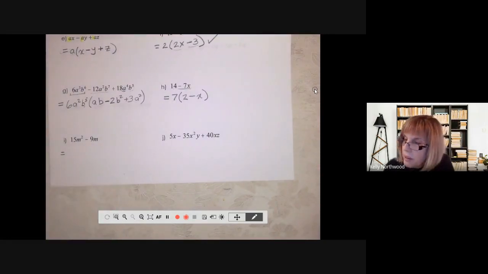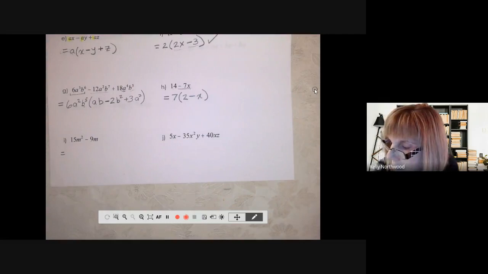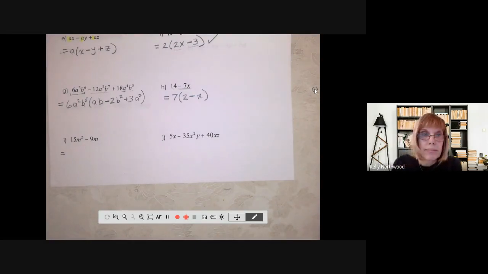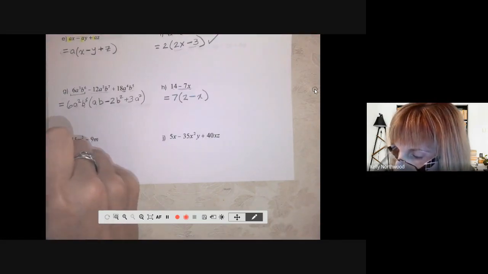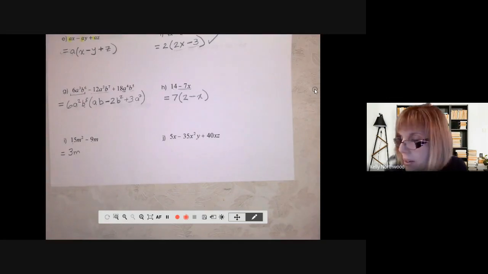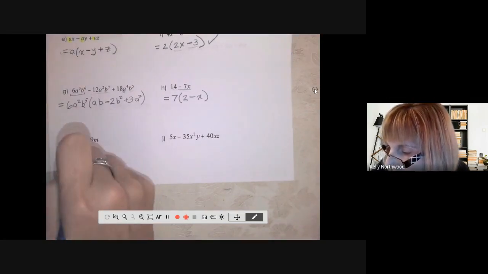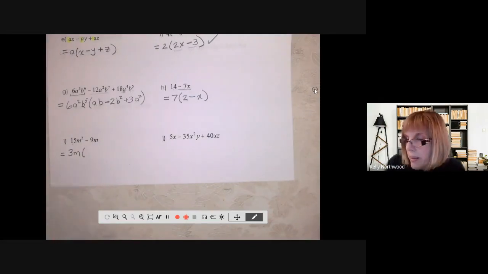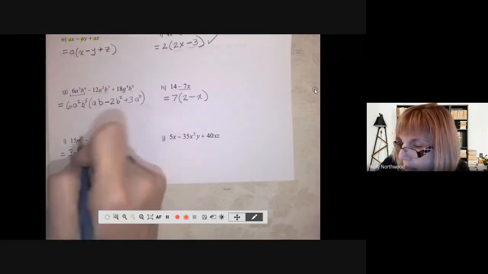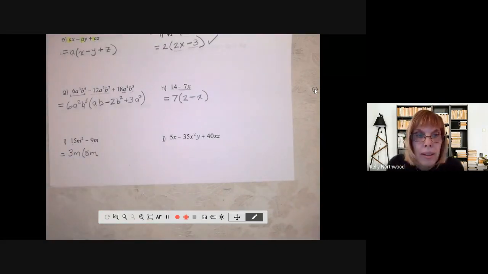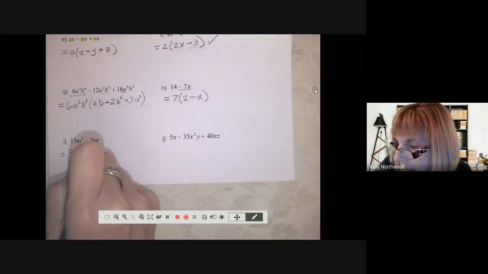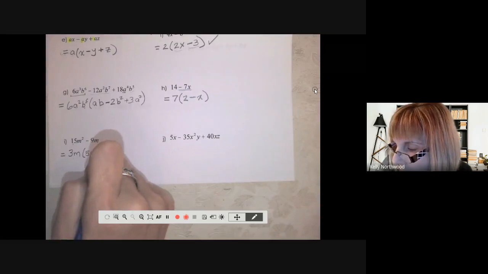Okay, for I, see if you can figure out what the greatest common factor would be. Right, so hopefully you thought it was going to be 3m. 3 is the biggest number that goes into 15 and 9, and there's an m in both of them, smallest exponent being a 1. And then what do you multiply 3m by to get 15m squared? 5m. And what do you multiply 3m by to get negative 9m? Negative 3.